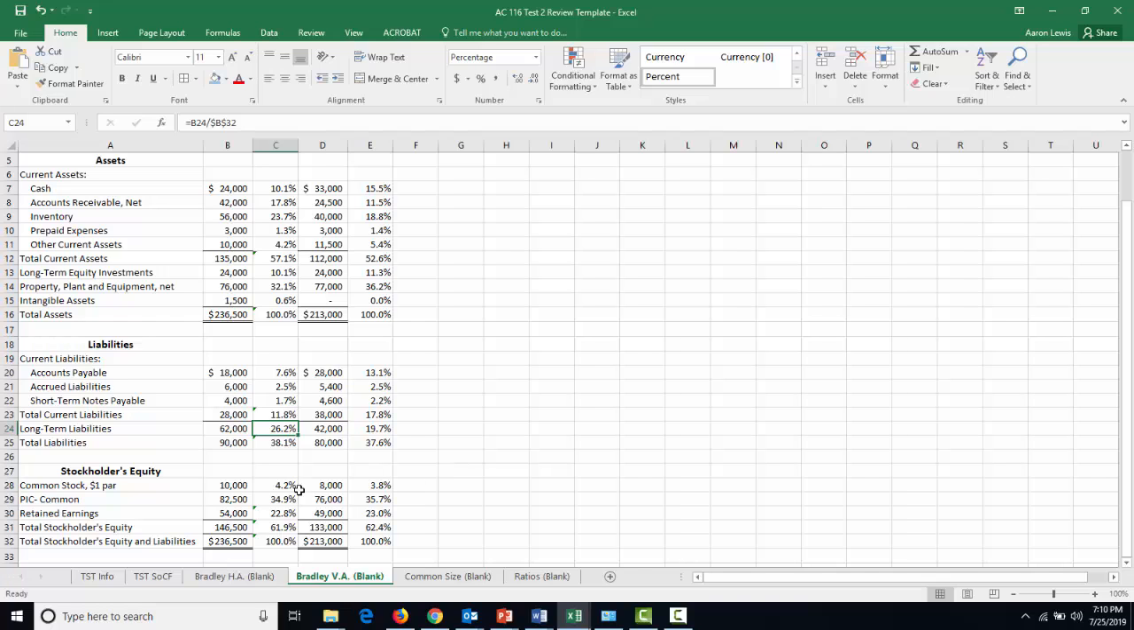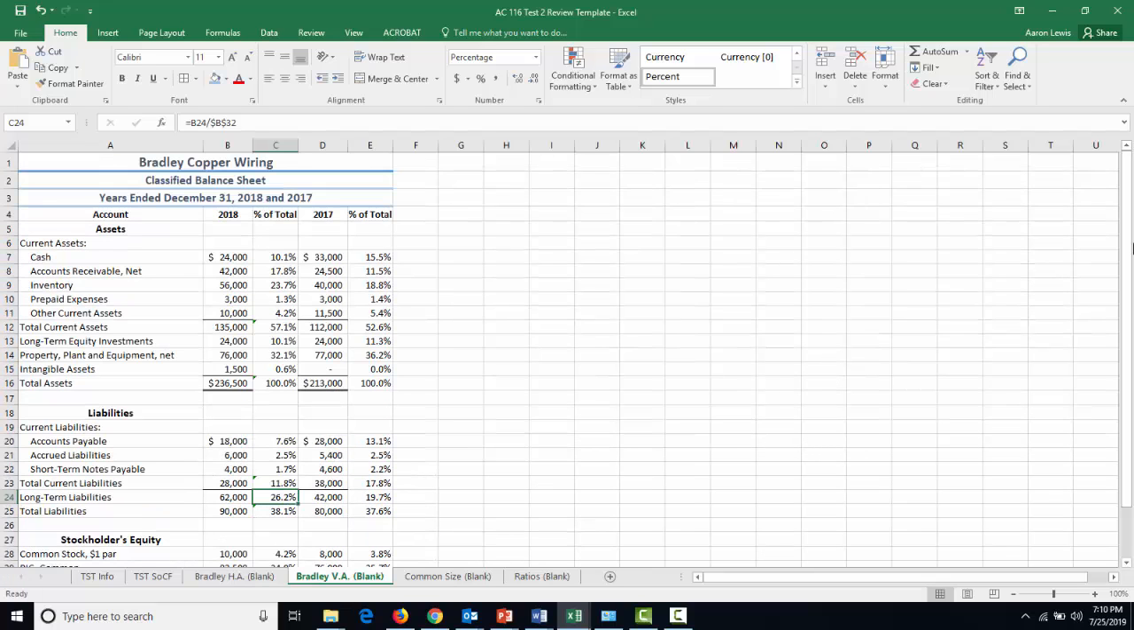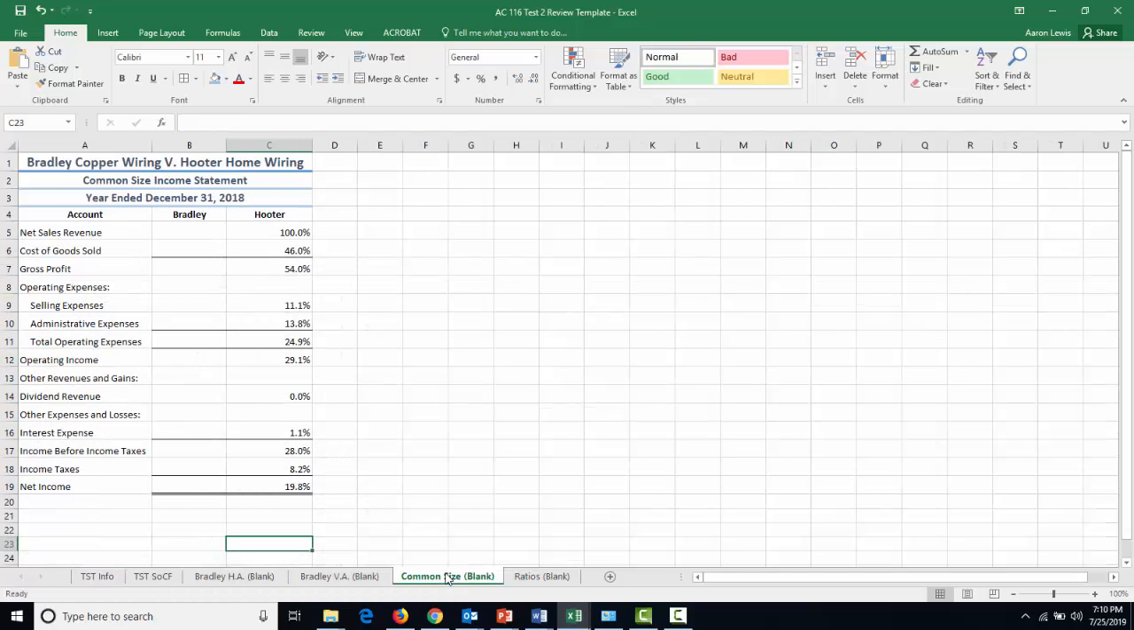None of the other accounts really have that big of a representative change from one period to the next, so I think we are through our vertical analysis of our classified balance sheet for Bradley Copper Wiring, which means we can go to our common size. And a common size is a way to compare our company to something else, and typically that something else is your chief competitor. In this case, Bradley Copper Wiring's chief competitor is Hooter Home Wiring. So we want to compare our numbers to their numbers. Hooter's are given, as on your test, the competing company will have their numbers given as well. We need to fill in the numbers, in this case, for Bradley.